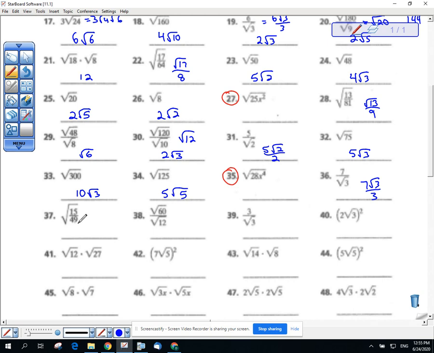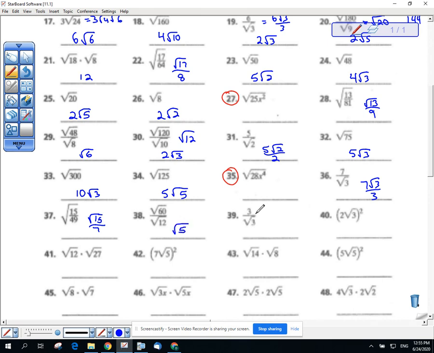Here you could square root the 49. You can test into 15, but there's no perfect squares that come out of 15. No simplifying to be done in the numerator, but you can square root 49 to be 7. This is root 15 all over 7. Next, 60 divided by 12 is 5. This is the square root of 5.